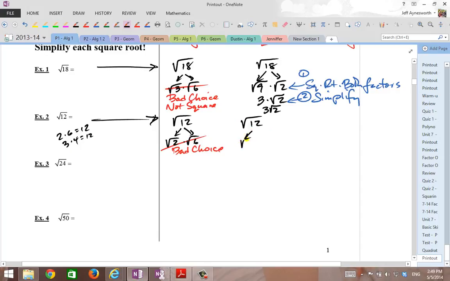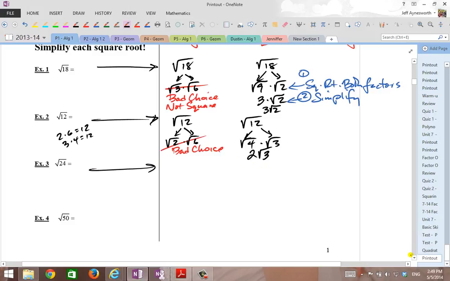So you have root 4, always write the square first, times root 3. You square root both of the factors, and then you simplify it. Root 4 is just 2, so we get 2 root 3. You could say it 2 root 3, 2 rad 3, or 2 times the square root of 3, whatever your preference.